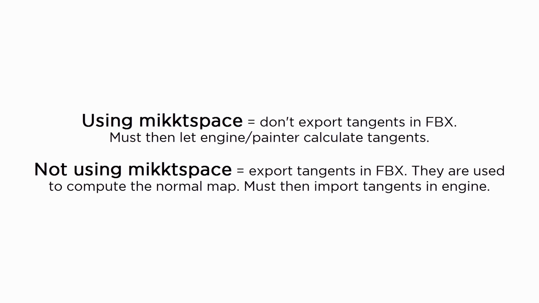Now, if we are not going to use MIKTSpace, in the case of what we showed with Unity, we do need to export tangents in the FBX. These are the tangents that are used to compute the normal map. In this case, Substance Painter will utilize the tangents found in the FBX. When you import the FBX into Unity, you then need to make sure that you also import the tangents from the FBX. This will also keep things in sync in the sense that you're utilizing the same tangents that are embedded in the FBX file itself.